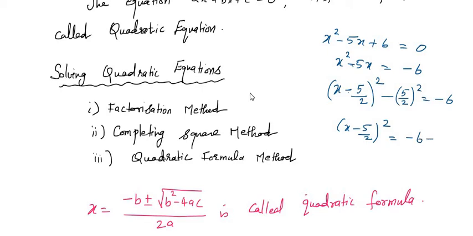If I take that, it becomes plus 5 square, that is 25, and 2 square, that is 4. Now that is equal to, what is the LCM here? 4 is the LCM. If I multiply minus 6 into 4, minus 24 plus 25. What is minus 24 plus 25? That is 1. This is x minus 5 by 2 the whole square.